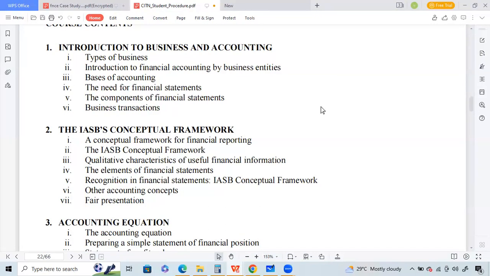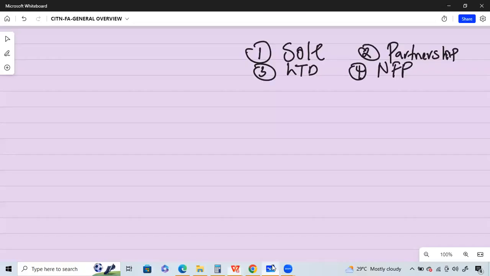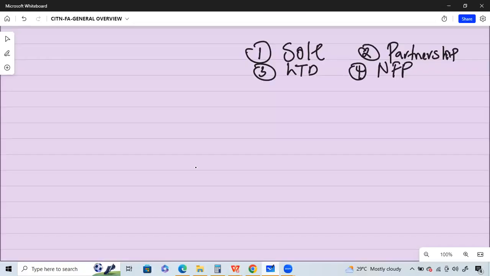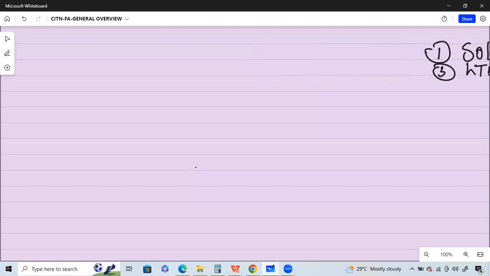Basically, we'll be looking at two bases of accounting. There's what we call the cash basis, and there's also the accrual basis. We also have another one, which we call the commitment basis. But here in accounting, we'll be looking at these two when we say basis of accounting.